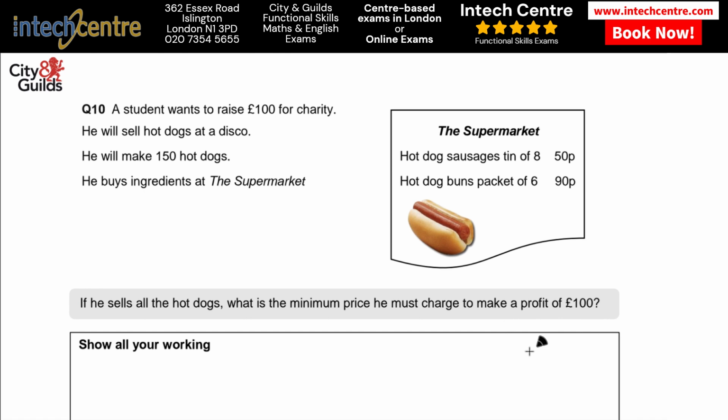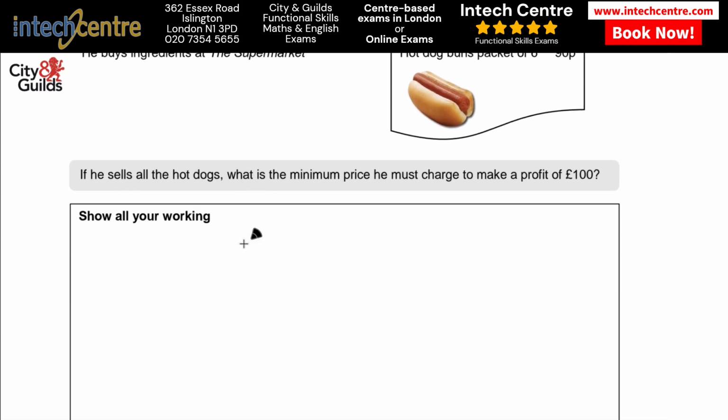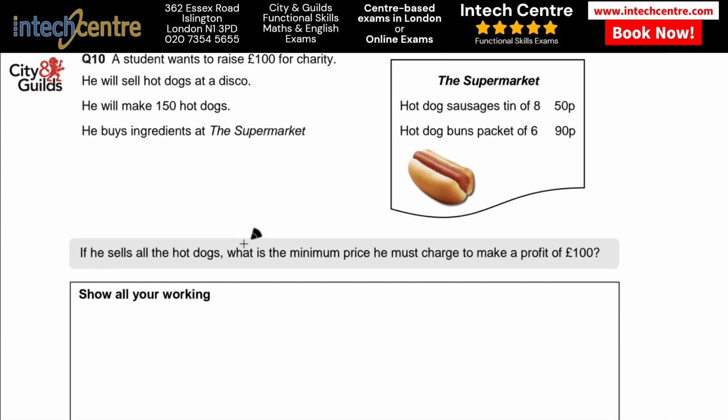£100? So to work this out, essentially what we want to figure out is, if he's selling 150 hot dogs and he wants to raise £100 for charity, we want to figure out his costs plus £100 and divide that by the 150 hot dogs just to see how much he should be charging. So let's start off by figuring out his costs.